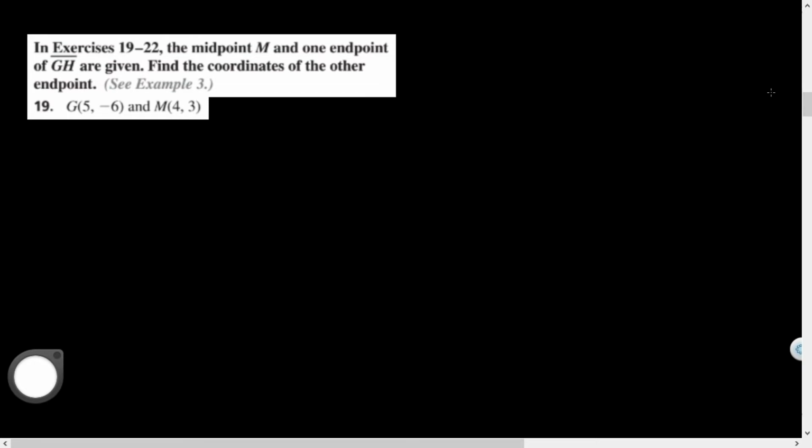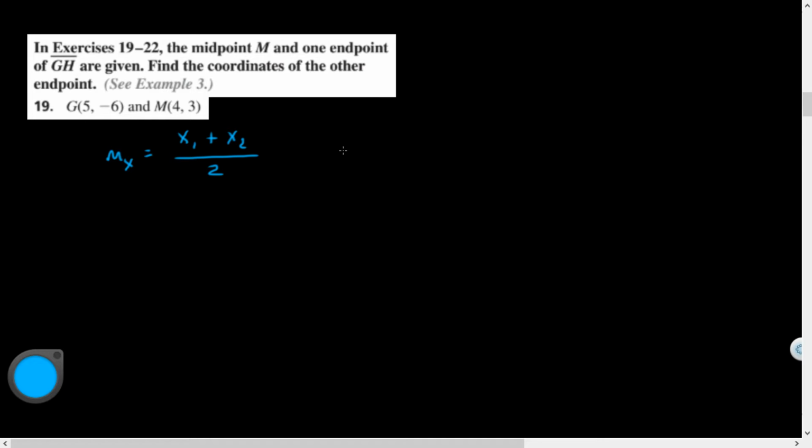Here, let's take a gander at this. Question 19. The midpoint M and one endpoint of GH are given. Find the coordinates of the other endpoint. So I'm assuming M is the midpoint here. Makes sense. We showed you how to do this graphically a little bit yesterday.